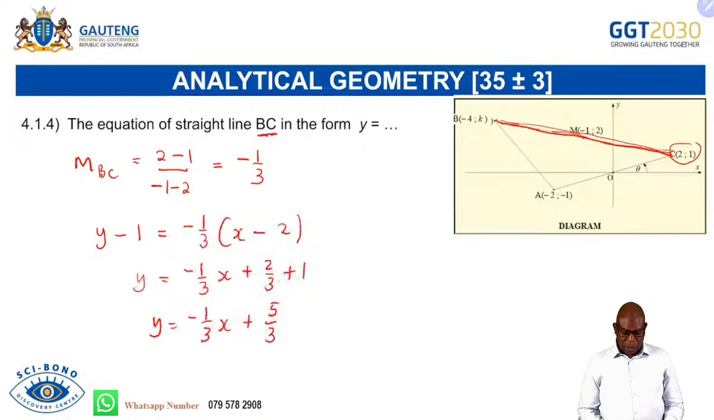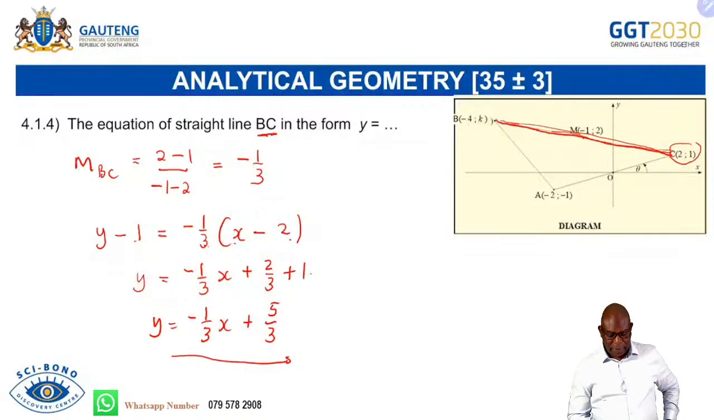So 3 times 1 is 3, plus 2 is 5 over 3. The minus 1 here, I've taken to that side as a plus 1. I've multiplied this inside the bracket. Then my answer is negative 1 over 3 x plus 5 over 3. I mean, sorry, that is the equation of the line. So the equation of that whole line is that.